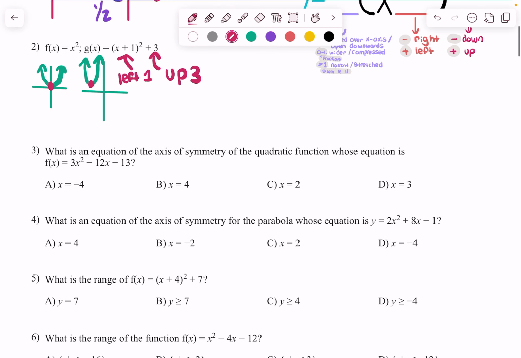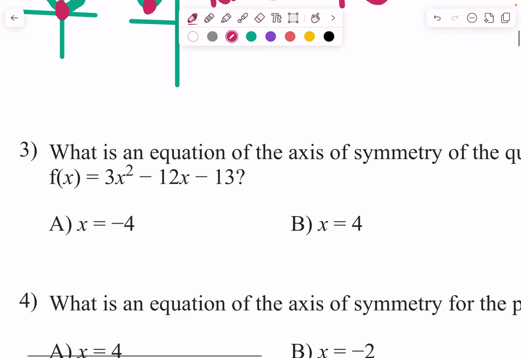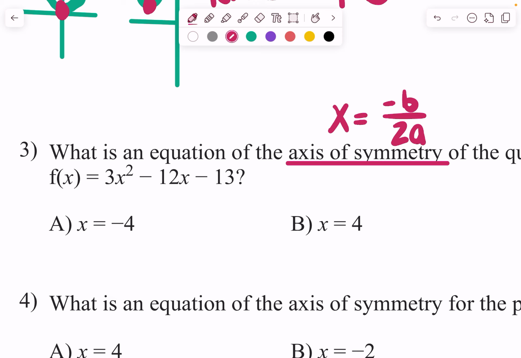All right, now we're going to move on to number 3. Number 3 says, what is an equation of the axis of symmetry of the quadratic function shown here? If you guys remember the formula for axis of symmetry, it's on that reference table that we're all going to get. That formula is x equals negative b over 2a.